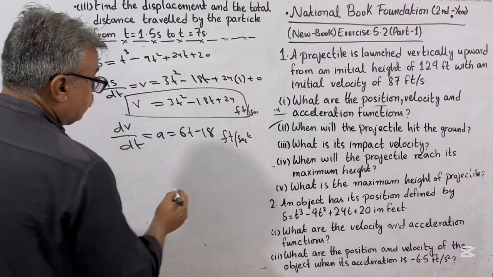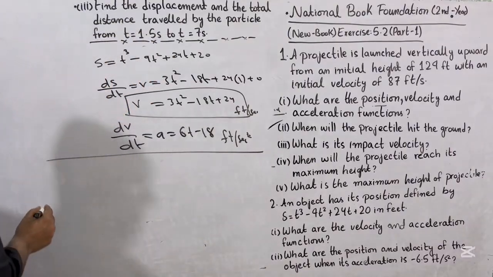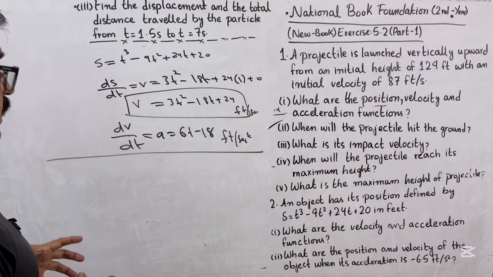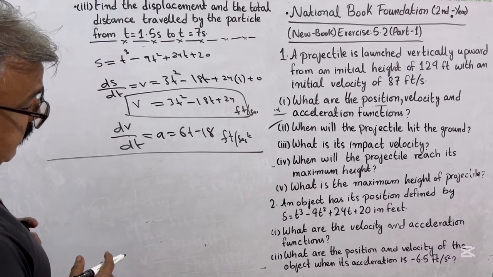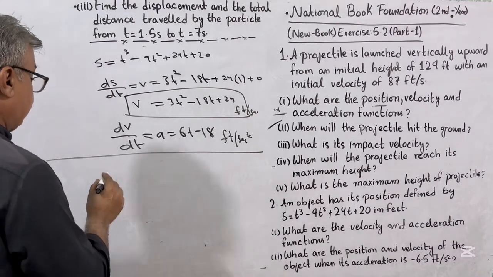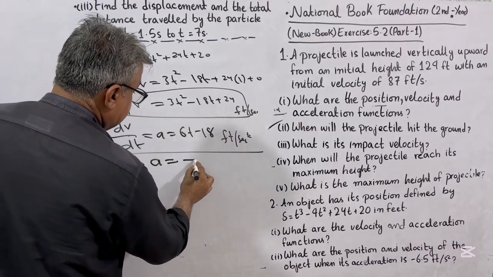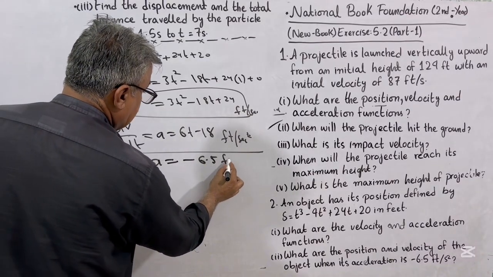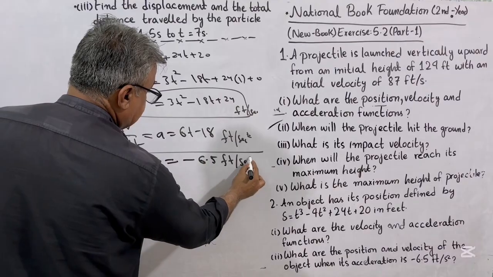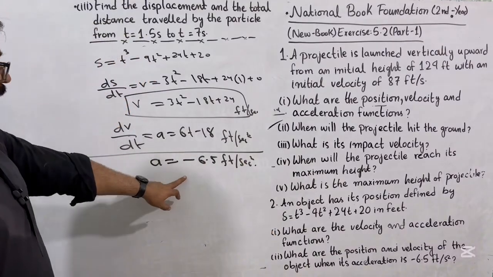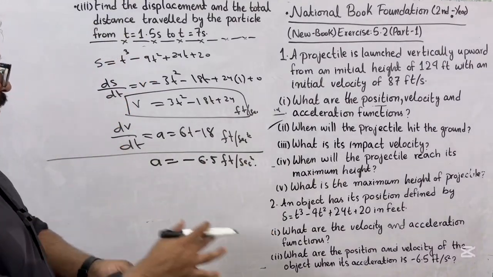Okay. A twist in the tail. Part number 2, the technical one. What are the position and velocity of the object when its acceleration is negative 6.5 feet per second squared? The technicality in that case. What are the position and velocity?